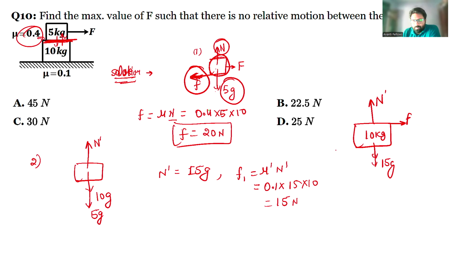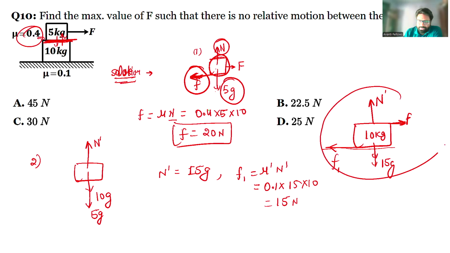Now, there is one more force, the force of friction between the surface of the block and the block itself. Let's say this force is F1 that we have calculated. Because this force F is trying to push this block in the forward direction, that is why this F1 force is acting in the backward direction. Clear? Now, if there is no relative motion between them, you just keep this in mind.